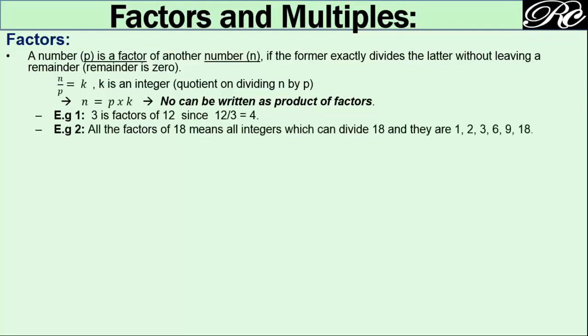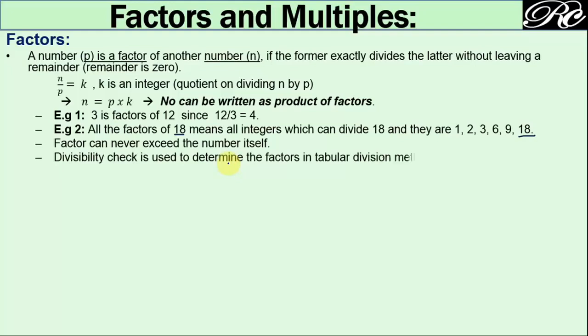Another example: all the factors of 18, means all integers which can divide 18, are 1, 2, 3, 6, 9, 18. So a factor of any given number cannot exceed that number. Here we can understand that the factors of 18 do not exceed 18, but can go up to 18 only. Therefore a factor can never exceed the given number.